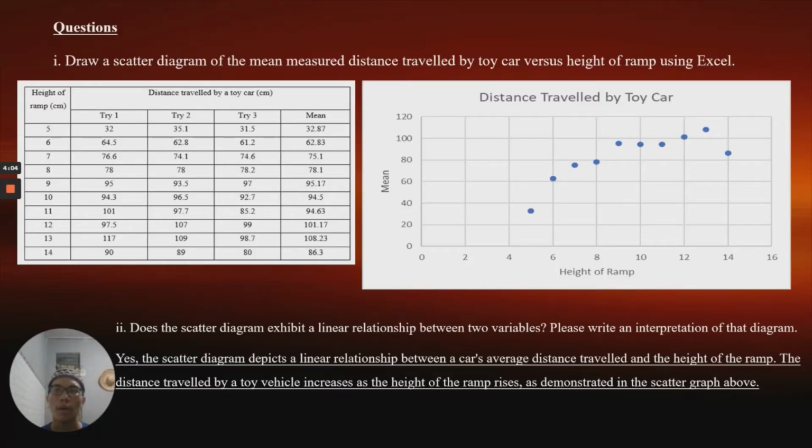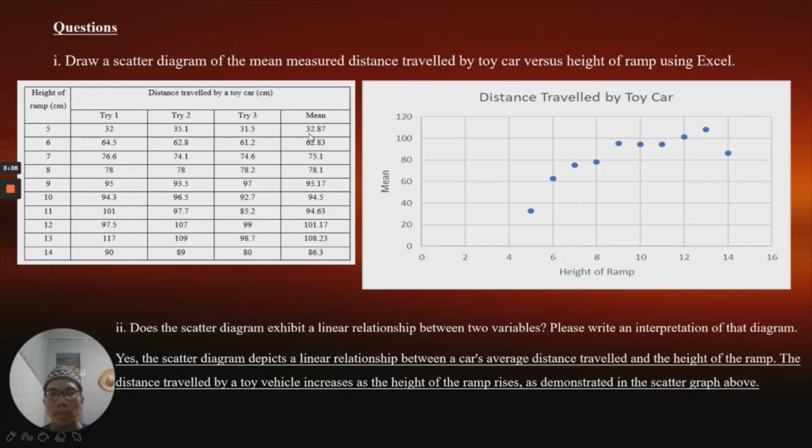Now I will explain about question number 1, which is to draw a scatter diagram of the mean measured distance traveled by the toy car versus height of ramp using Excel. Okay, I'm using Excel, and the picture of the graph is shown in the slide.